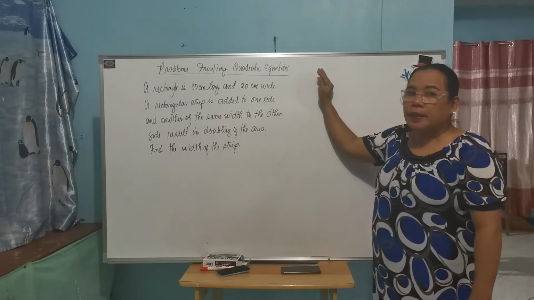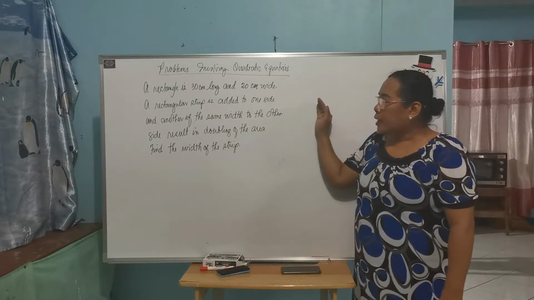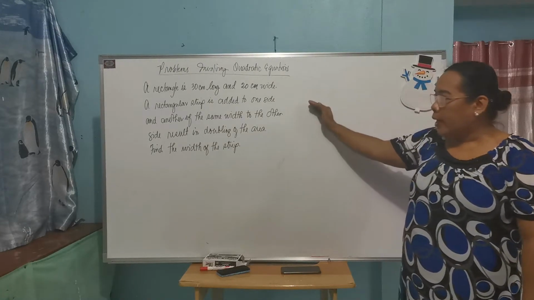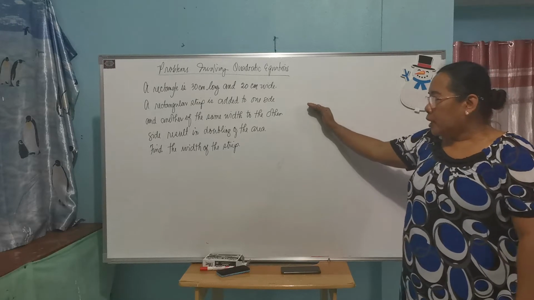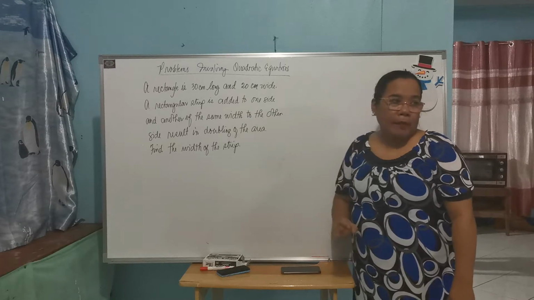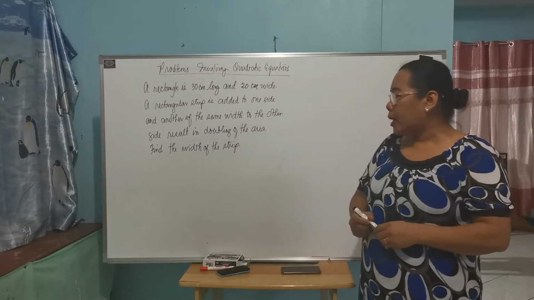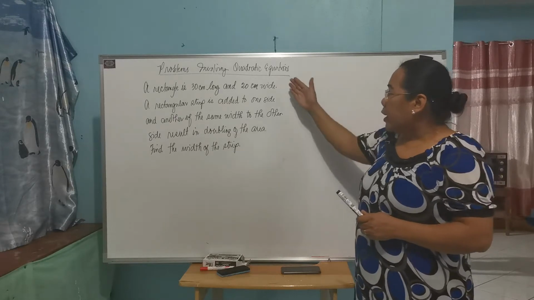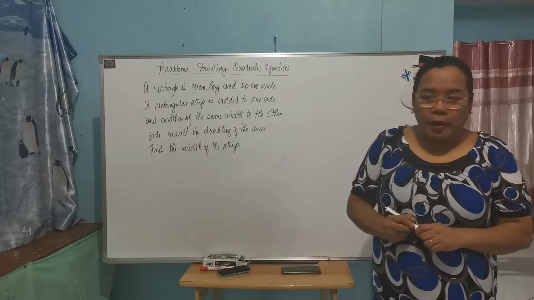A rectangle is 30 centimeters long and 20 centimeters wide. A rectangular strip is added to one side and another of the same width to the other side, resulting now in doubling the area. So find the width of the strip. So how are we going to attack the problem? So we are going to make an illustration and label the illustration with what are given.